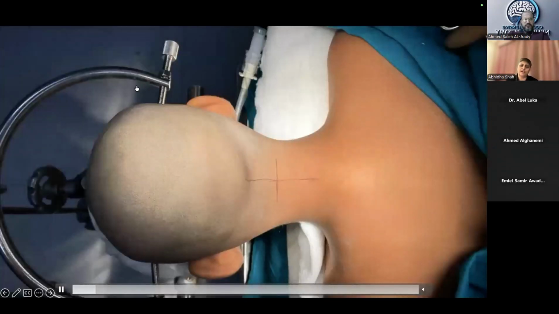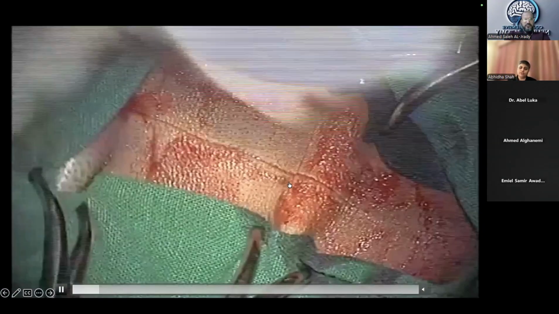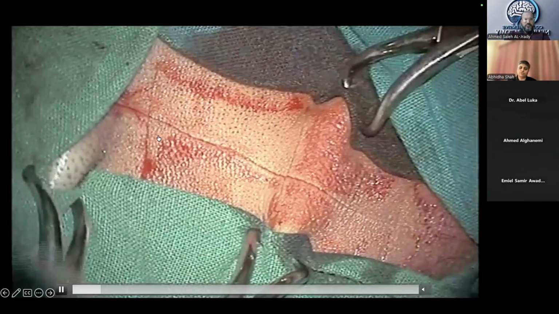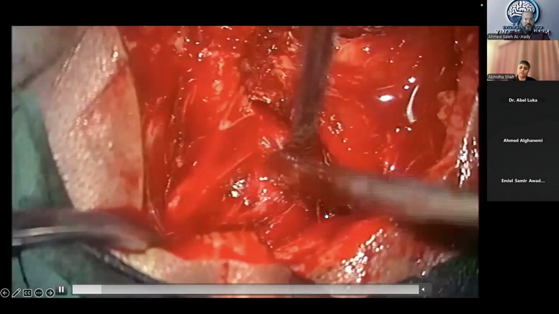So we use a Gardner-Wells traction tong. We do not use any tongs preoperatively. It is used only intraoperatively mainly to stabilize the head. The incision is centered on the C2 spinous process. So you identify the C2 spinous process 4 centimeter above and 4 centimeter below.